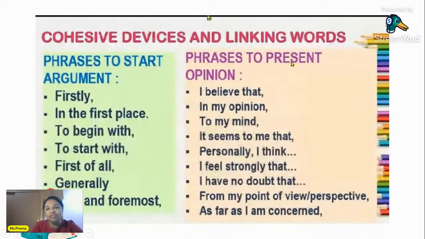Next, the phrases to present opinion. You want to tell your opinion. I believe that. In my opinion, to my mind, it seems to me that, personally, I feel strongly that umbrella will be the best choice. Okay, I have no doubt that, from my point of view, or from my perspective, as far as I'm concerned. So you have plenty there. You have about 3 points to present. Just take whichever is suitable for you.